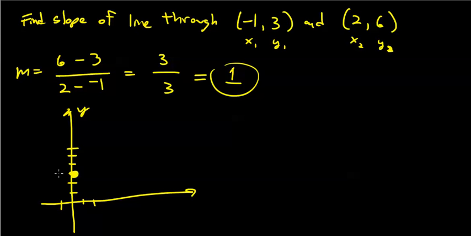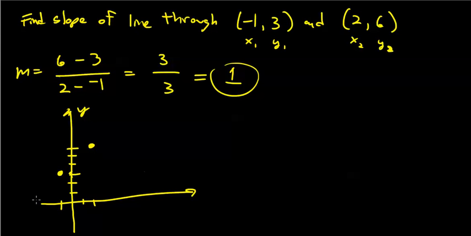Hang on a minute, I put the point in the wrong place here. Alright. If x is minus 1, y is 3. It's supposed to be right here. Please make that correction. If x is 2, y is 6. 1, 2, 3, 4, 5, 6.